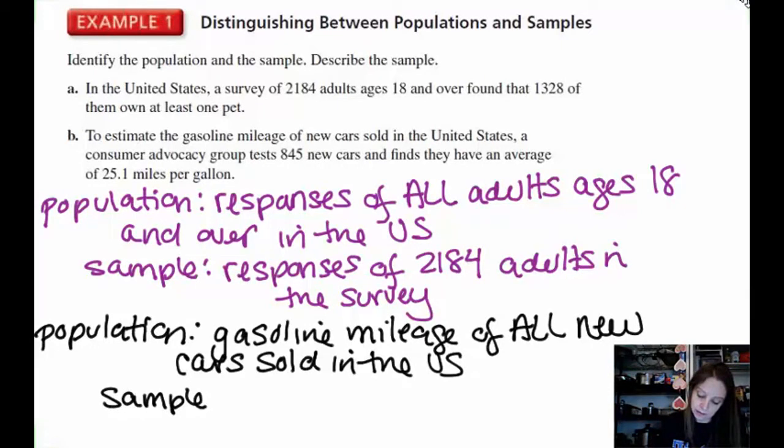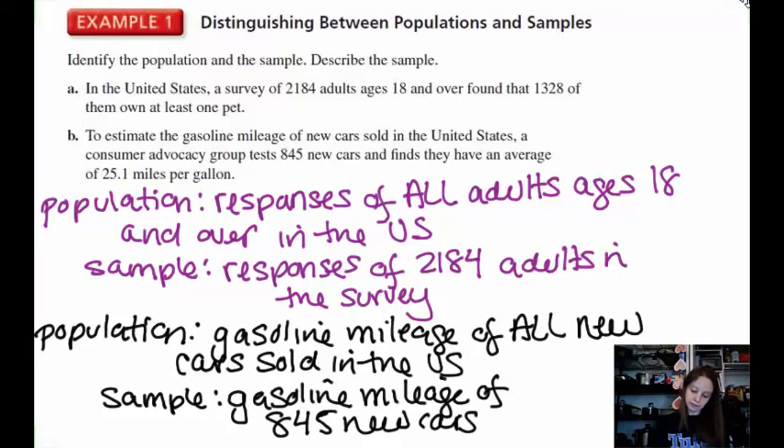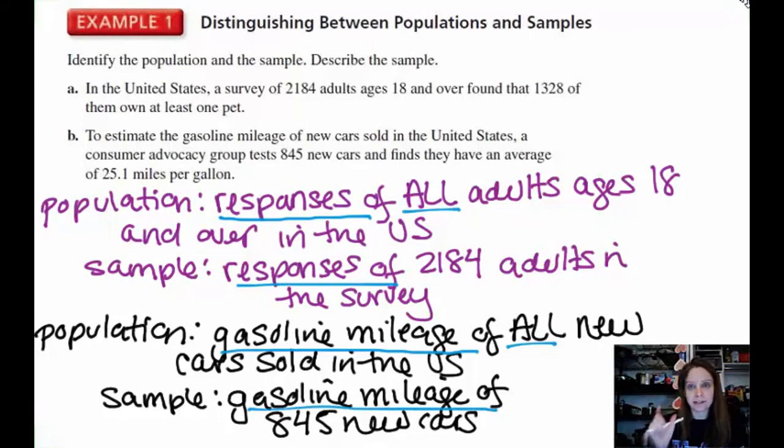The sample is the gasoline mileage of 845 new cars. Okay, so you should notice here that, as I'm stressing, population contains all. And then I've started my population and sample the same way. Responses of all, responses of, and then the sample size, 2,184. Gasoline mileage of all, and the gasoline mileage of, and then the sample size.